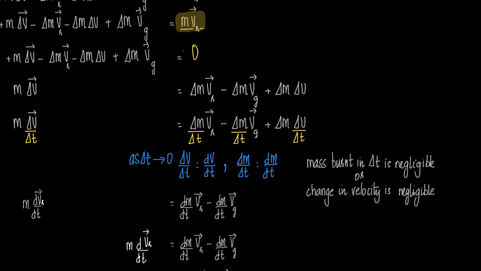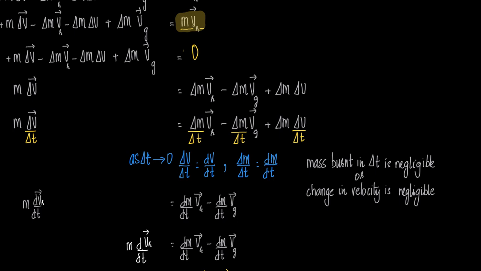Okay, now here comes the first level of concept here. As delta t tends to 0, we know by the logic of maths, I think we have discussed this many times in motion in a straight line, this tangent, secant, how delta y by delta x becomes dy by dx. We discussed that many times. So delta v by delta t becomes dv by dt, delta m by delta t becomes dm by dt.